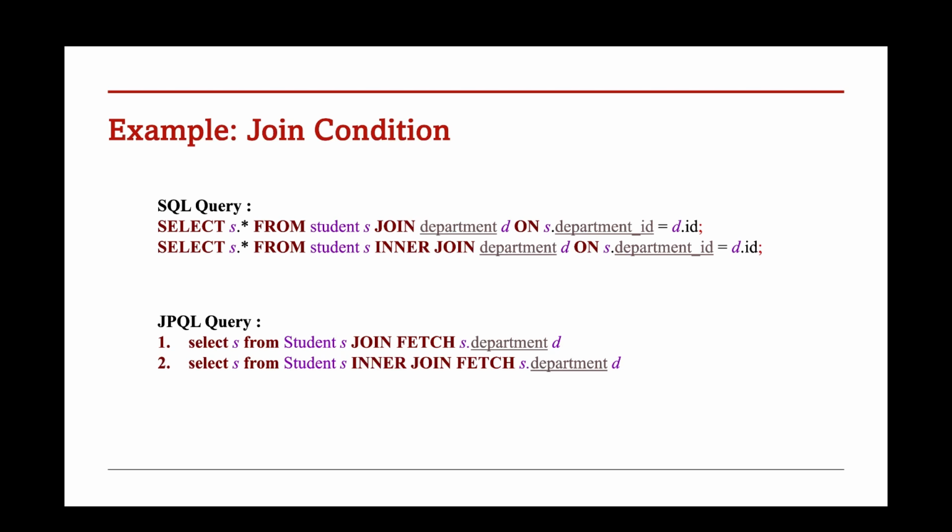If you need to add any additional filters or conditions, you can still do that just like in SQL, by using the where clause in JPQL. You can add any extra conditions on top of the implicit joins as needed.